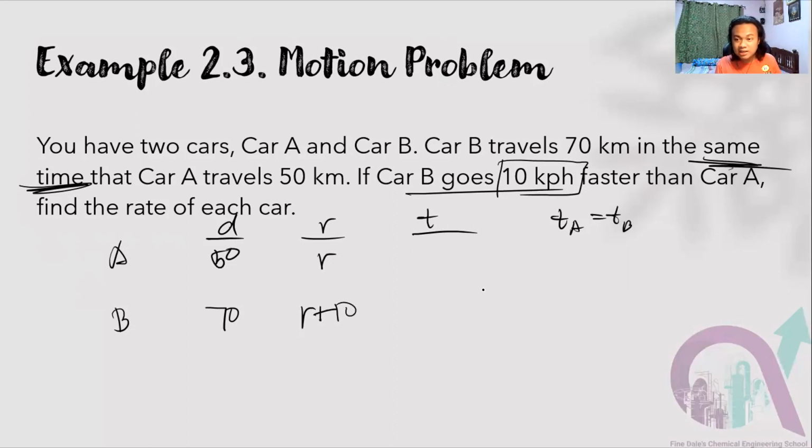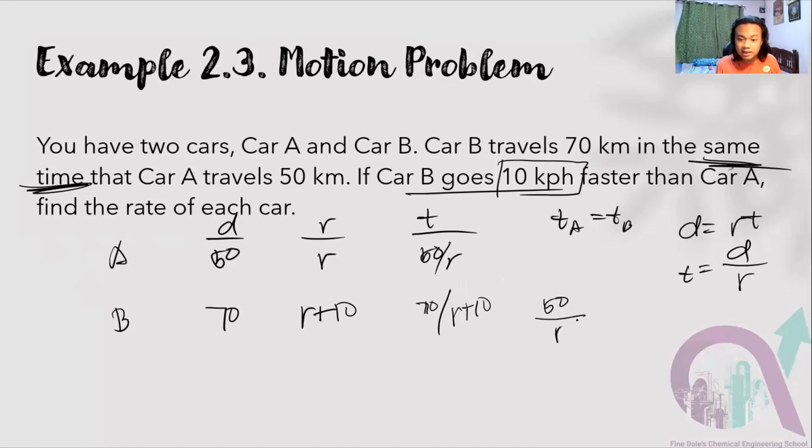The formula is d equals rt. To find time, just divide d by r. So one is 50 over r, and the other is 70 over r plus 10. You have to equate them to get r. Just cross multiply.